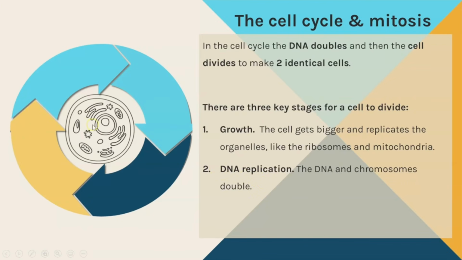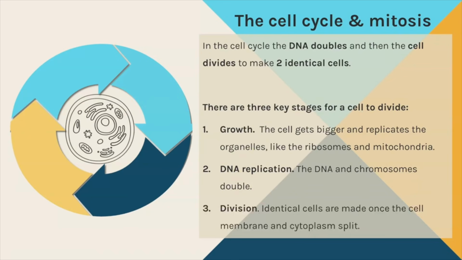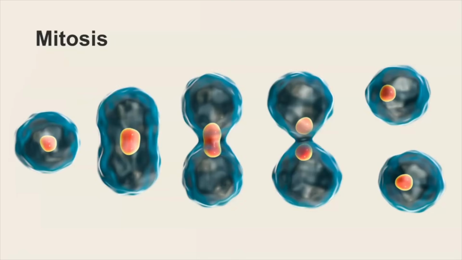And that is so that when the cell does split in half, both of the new cells have the correct number of each chromosome, which in humans is 23 pairs or 46 in total. The last stage is the actual cell divides. So the cytoplasm splits and the cell membrane splits, and that is how we get our 2 new cells. So this is just showing you some of those stages.